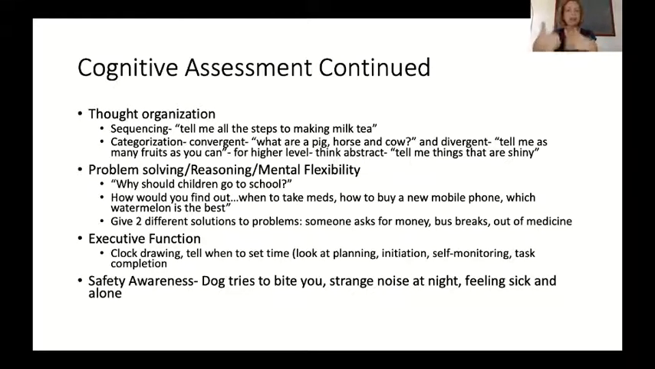Can they tell you all of those steps, or do they just say, you just make tea? That's not telling me the steps. That's not a thought organization task. You know, doing some problem solving, reasoning.